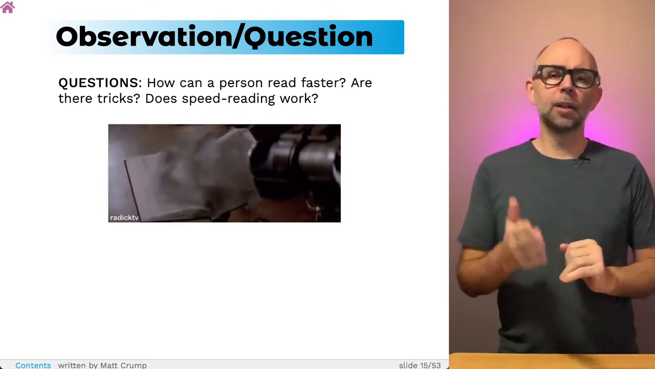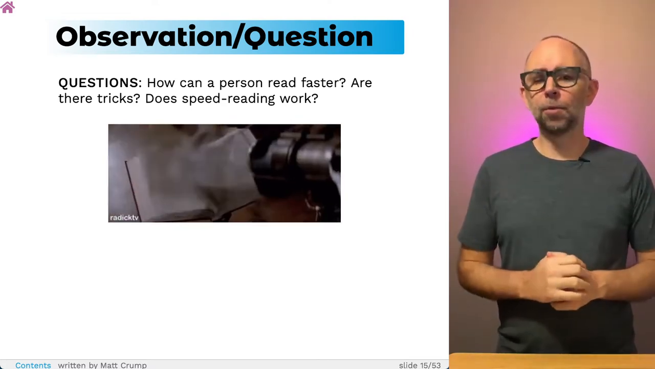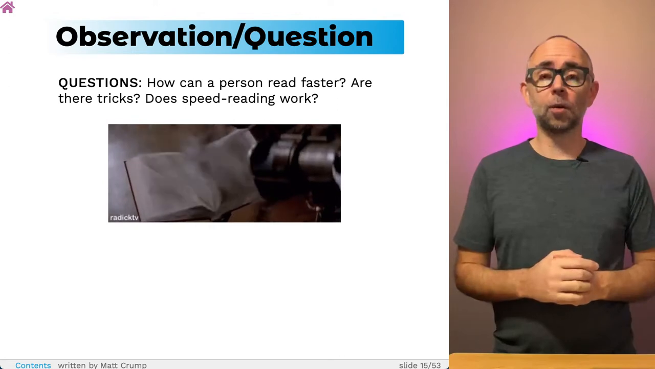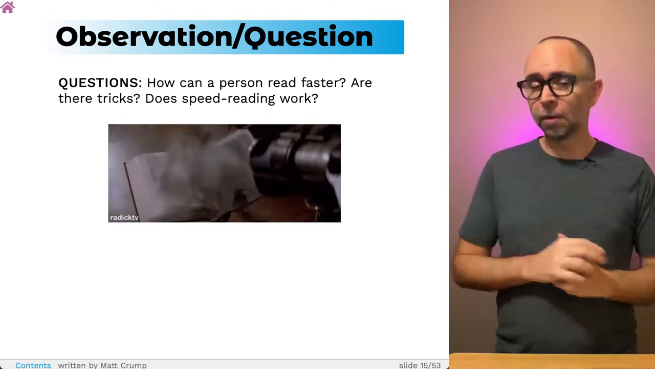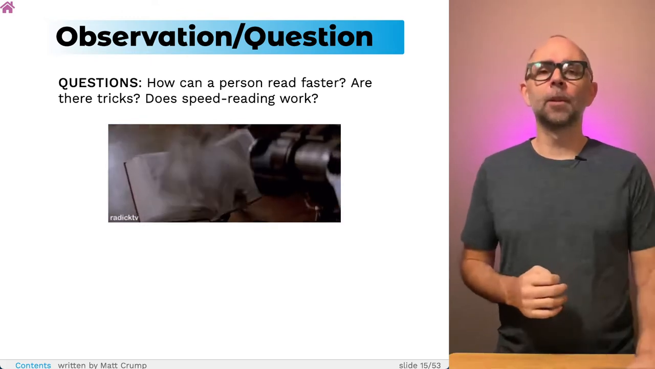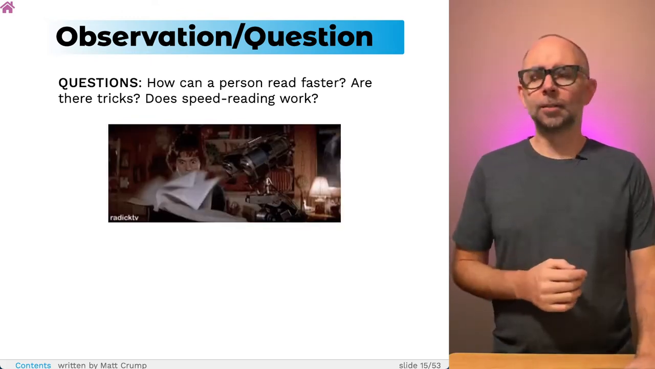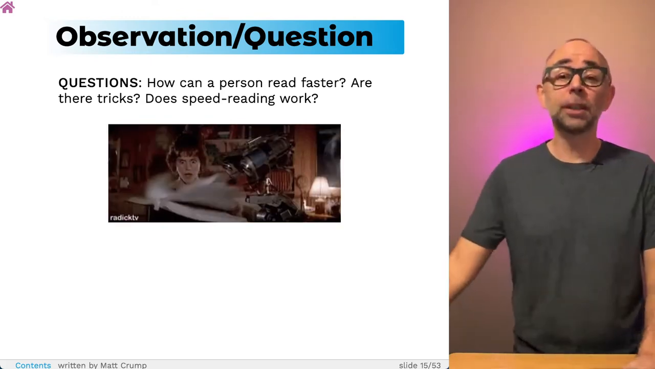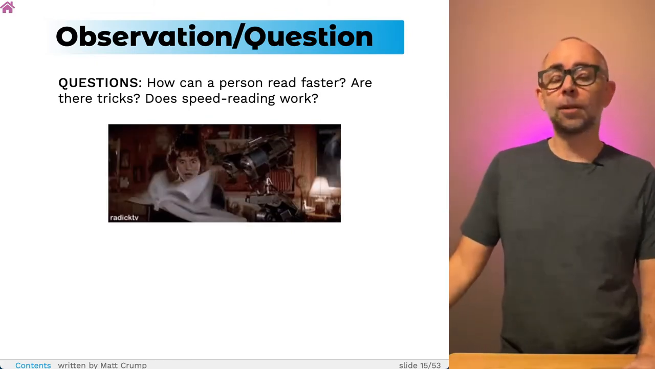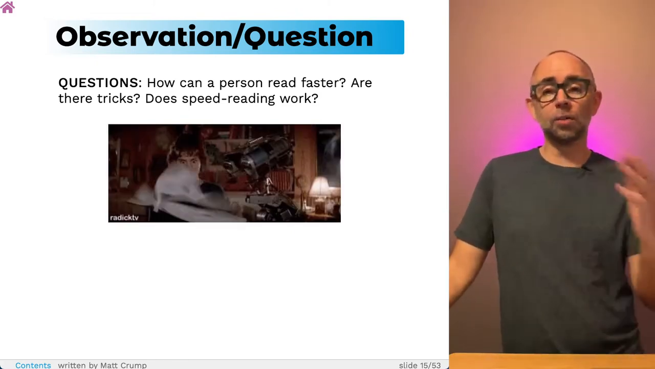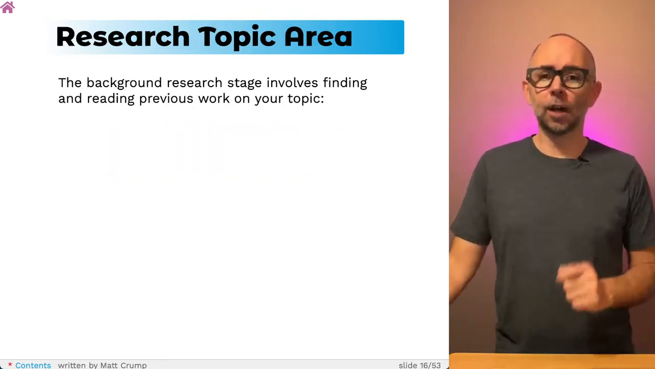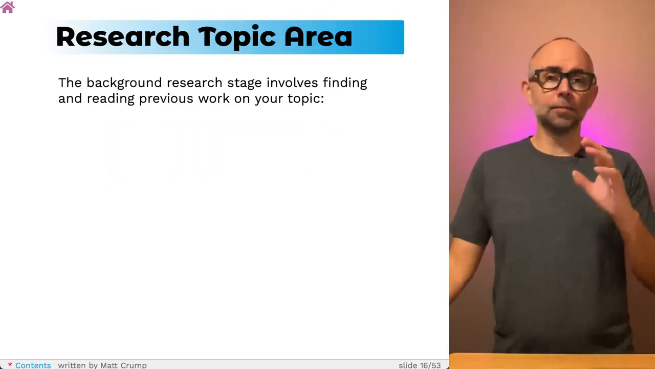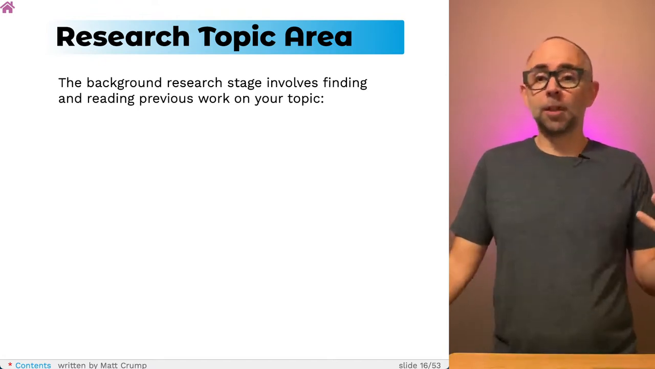Here we've got a little GIF from the movie Short Circuit where this robot's reading a book very quickly. Is it possible for you to learn to read this quickly? Unfortunately, the answer is probably no, but let's take a look at what the research has shown on these kinds of issues. So we've begun with a research topic area. That is reading. How does it work? How does speed reading work?